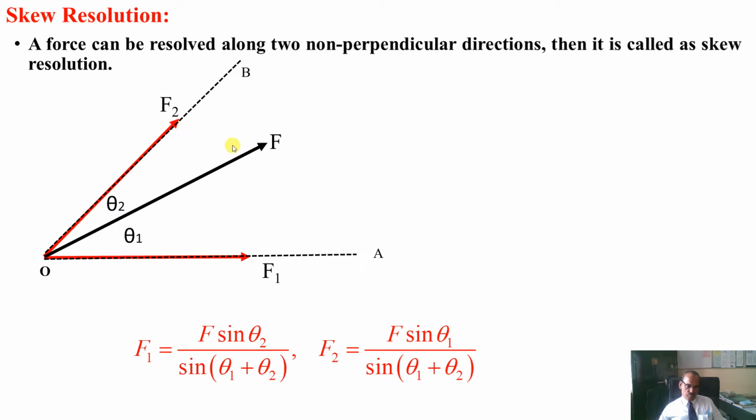When you write the component along line OB, F2, the component of F along line OB, we will have to take the opposite angle, that is theta 1. F2 equals F sine theta 1 divided by sine of theta 1 plus theta 2. This denominator is common for both. But it should be very clear to you that you will have to take the opposite angle. When you write the component along OA, take the angle with respect to OB. When you write the component along OB, take the angle with respect to line OA. So this is very simple logic, and I hope this is clear to you.